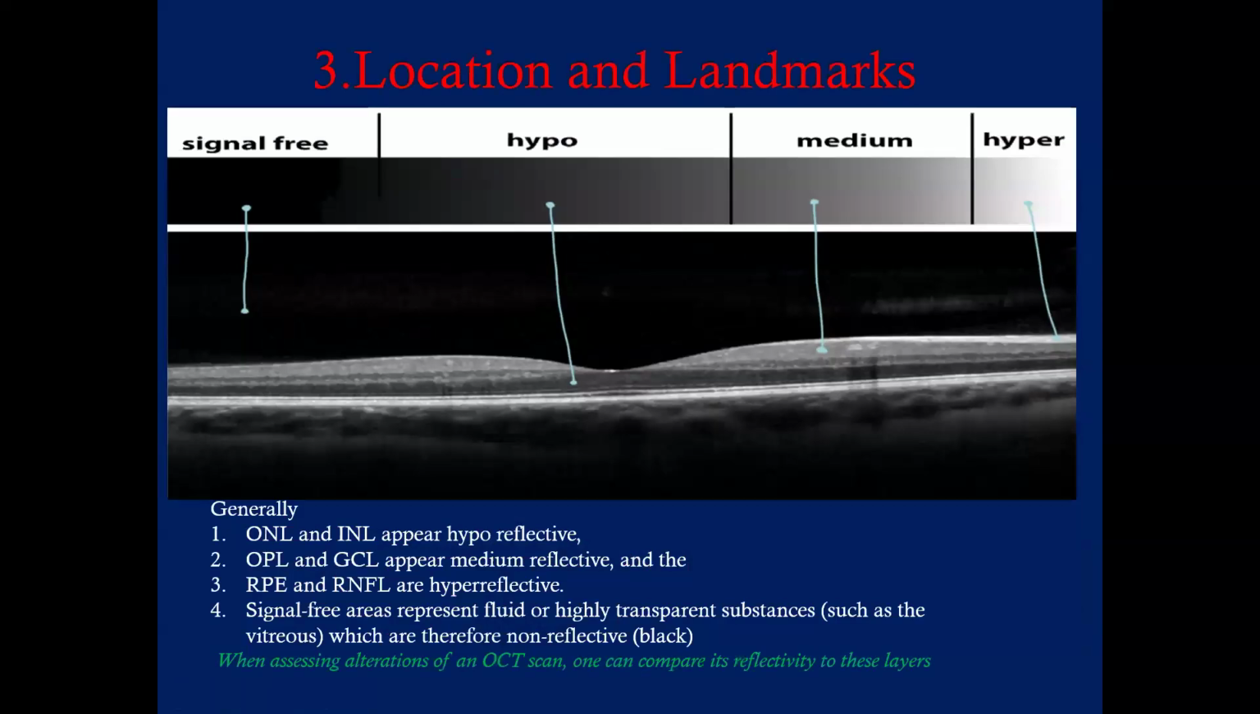So depending on the type of structure we have, the reflectivity also matters. Like the outer nuclear layer and the inner nuclear layer appear hyporeflective, as you see here. And the outer plexiform layer and the ganglion cell layer appear medium reflectivity, as you see here. And the retinal pigment epithelium and the retinal nerve fiber layers appear hyperreflective. The signal-free areas are like vitreous, where there is no reflectivity. When there is fluid, that shows signal-free.